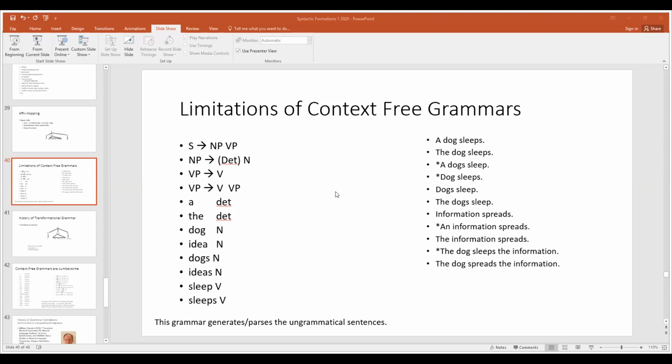So for example, the word the can go with a singular count noun like book, or it can go with a singular mass noun like information, the information. The word this can go with a singular noun like book or information. The word these can go with a plural noun. We have dog singular count and dogs plural count. We have information singular mass, but we don't have a plural of information. And we have two types of verbs, transitive and intransitive.